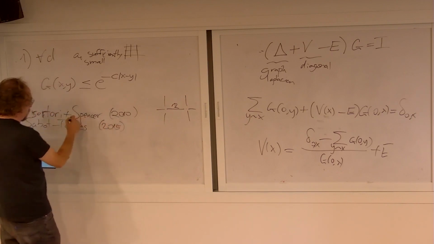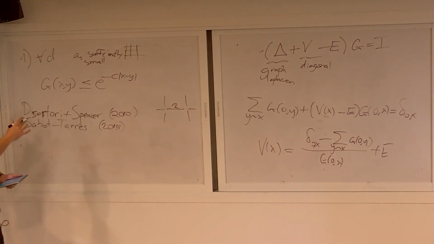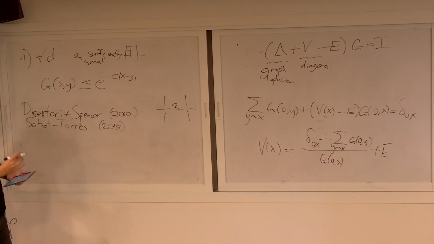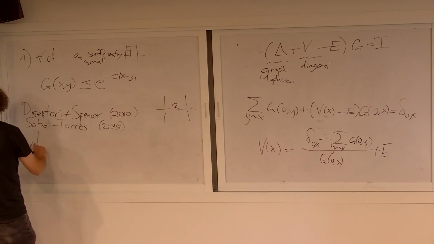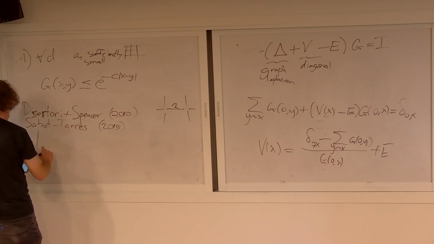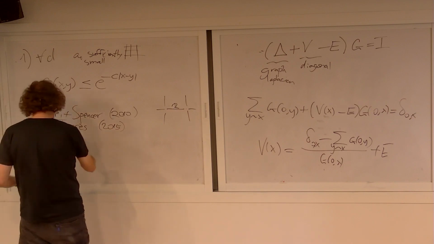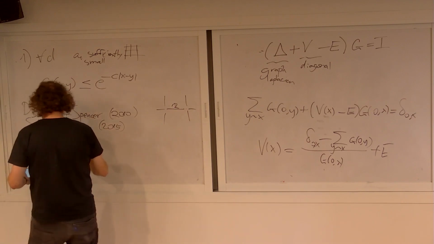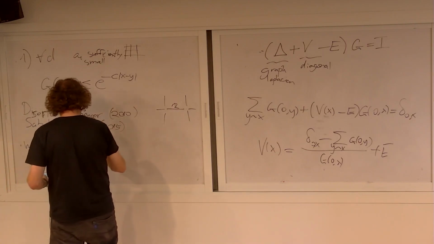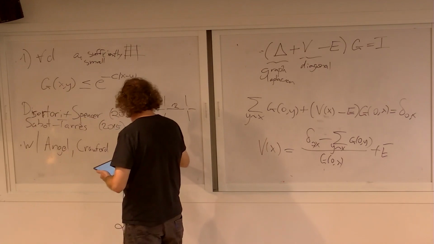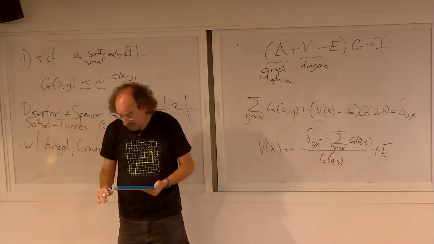This was in the context of a supersymmetric sigma model, and then Sabot and Tarrès understood correctly the connection, how to translate that to a random model, essentially simultaneously with Omer Angel and Nick Crawford. And this is a completely probabilistic proof.